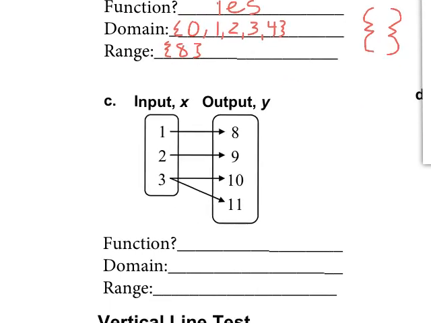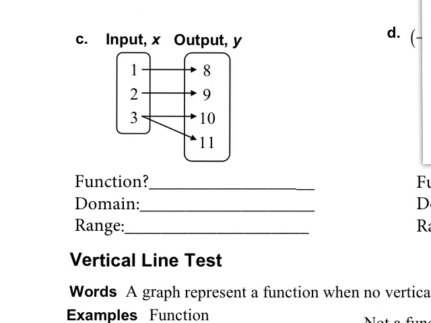All right, C. Is C a function? Or yeses and nos? Yes. Yes. There's actually not. Why did somebody say no? Why? Good. So this input of 3, you can see this input of 3 right here goes to 2 different outputs. So if I hit 3, 10 comes out. Somebody else hits 3, 11 comes out. So that's why it's not a function. Okay.